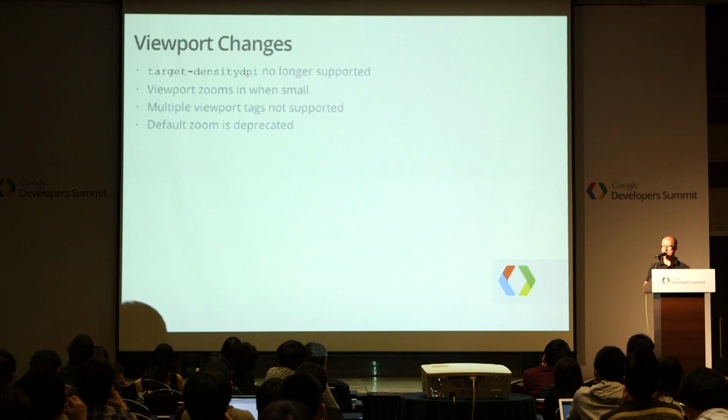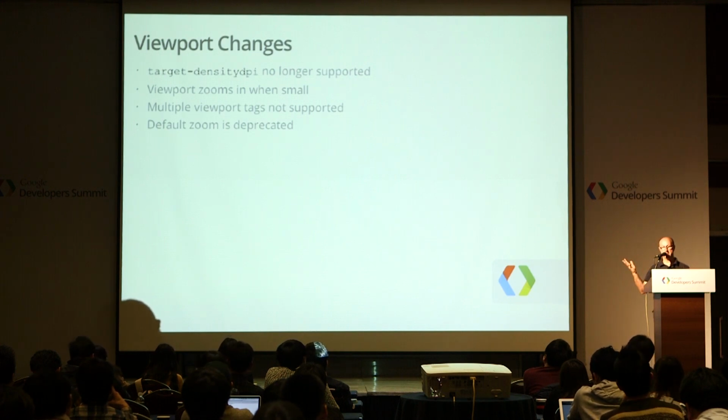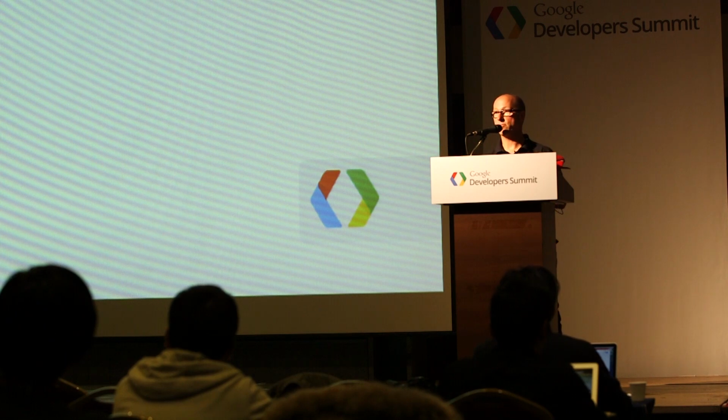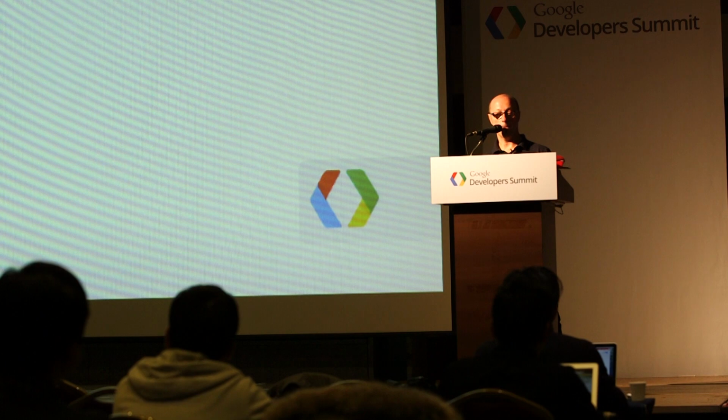There are changes in the viewport handling as well. A lot of people used to use this target density DPI, and that density DPI was something that would tell you what kind of screen you were on. This is completely deprecated because in the modern world, as we saw with the other presentations, we deal in design pixels, not in actual device pixels. PX is not really used. So a CSS pixel corresponds to 1 or 2 or maybe 1.5 or 4 actual real pixels. So that's why the target density DPI is not there anymore.